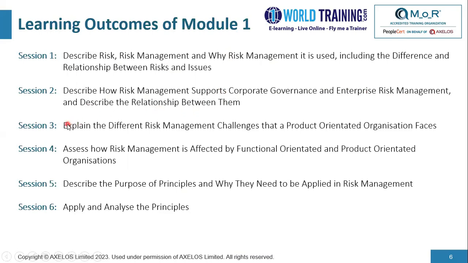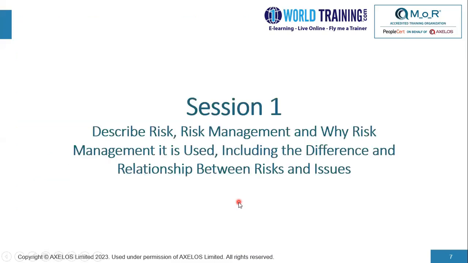In session number 3, we will explain the different risk management challenges that a product-oriented organization faces. In session 4, we would assess how risk management is affected by functional-oriented and product-oriented organizations. And in session number 5, we will describe the purpose of principles and why they need to be applied in risk management. And finally, in session number 6, we will apply and analyze the principles. So these are the broad learning outcomes that we would be studying as a part of module number 1.